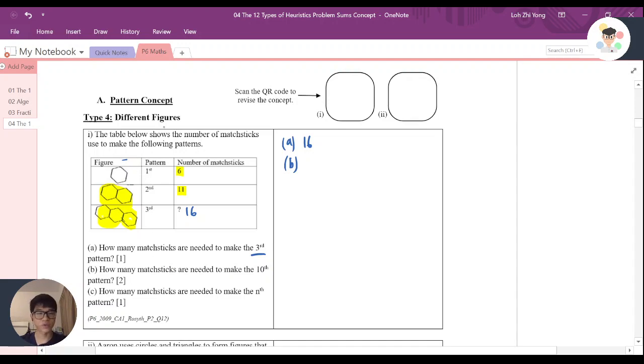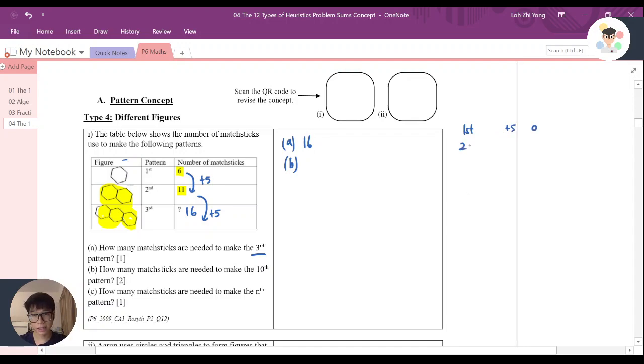The first thing you need to recognize is that it actually increases by what? 6 to 11 increases by 5. Second to third increases by 5. So look at here. If it is the first pattern, we don't need to increase by 5, right? We don't need to increase by 5. So increase by 5, 0 times.